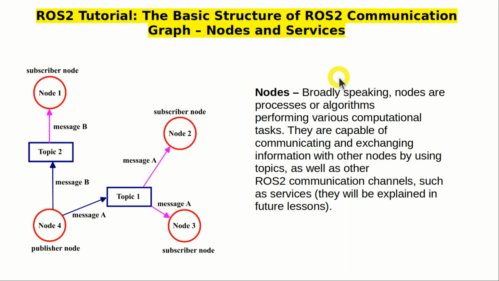Broadly speaking, nodes are processes or algorithms performing various computational tasks. They are capable of communicating and exchanging information with other nodes by using topics as well as other ROS2 communication channels such as services. As I mentioned previously, services will be explained in future lessons.